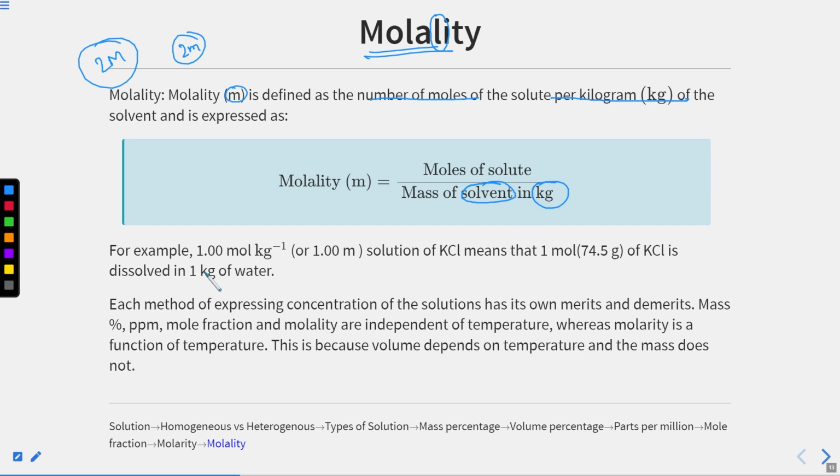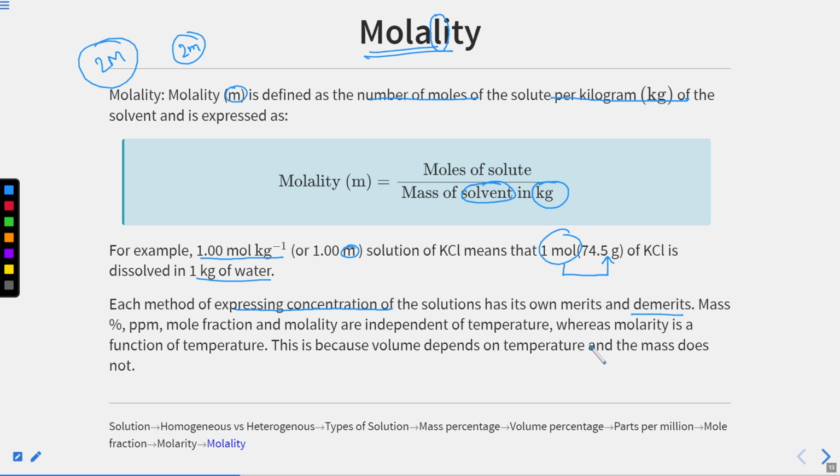For example, we say we have 1 mole per kg, or 1 small m solution of KCl, which means that every 1 kg of water will contain 1 mole of KCl. Its molar mass is 74.5, so it will be 74.5 gram of KCl in 1 kg of water. Now the thing to notice here is that each method of expressing concentration has its own merits and demerits. So this molarity is used in different places and different cases. So all these fractions are made.